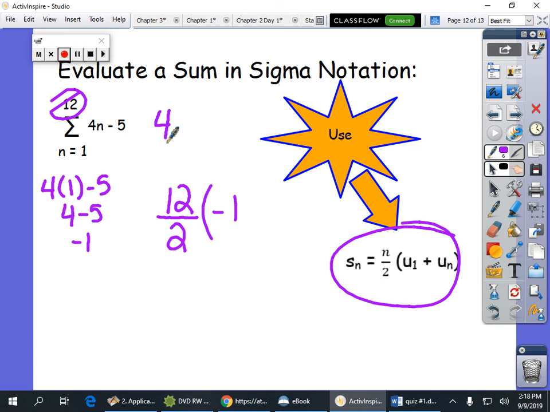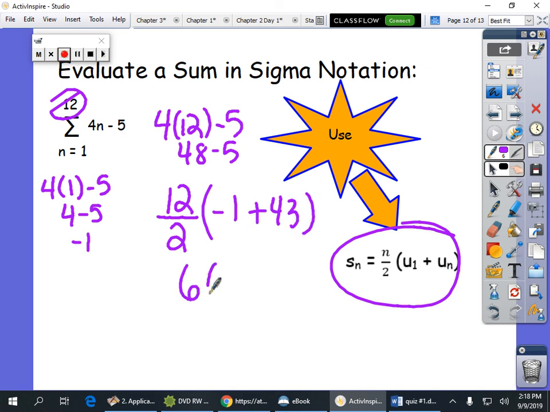Plug it in. 4 times 12 minus 5. 48 minus 5 is 43. So 6 times 42, which is? What is it? 252. Okay, good?